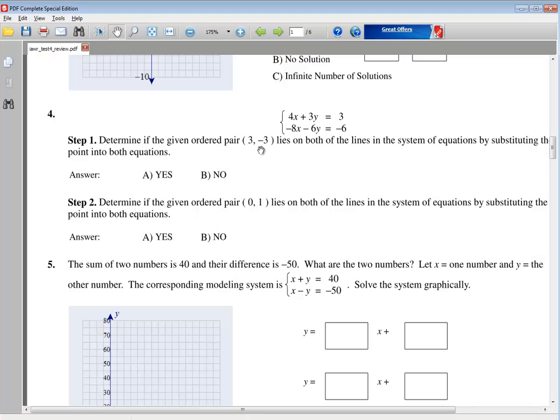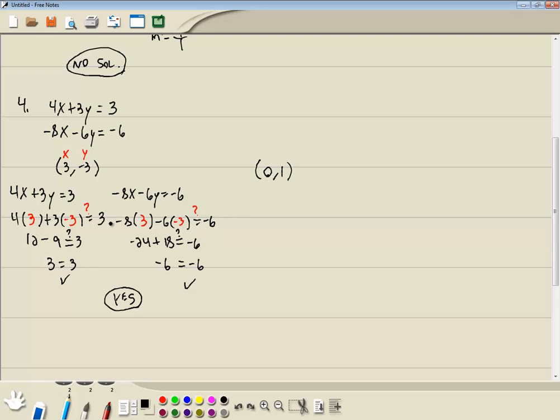It says determine if the given ordered pair lies on this by substituting. When they say it lies on both of the lines, that would be where it intersects. Now, if I plug in 0, 1, just because it works here doesn't mean it won't work here, because our solution could be an infinite set of solutions. So it could work for an infinite number of points.